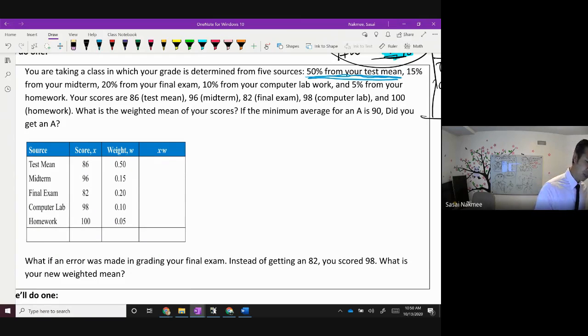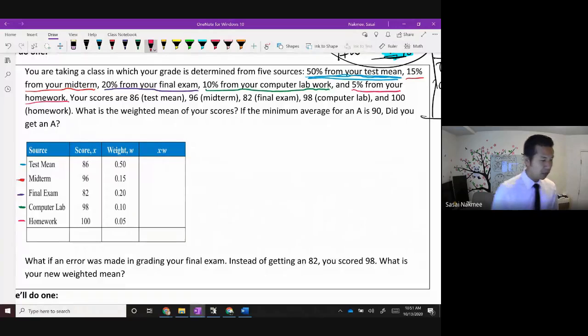15% is coming from your midterm. Midterm is like a big test in college. 20% is from your final. That's another big test. And 10% from your computer lab work. And of course, 5% from your homework, right? So we have all these guys right here. We have our test average from your tests, then you have your midterm, then you have your final exam, your computer lab work, and last is your homework.